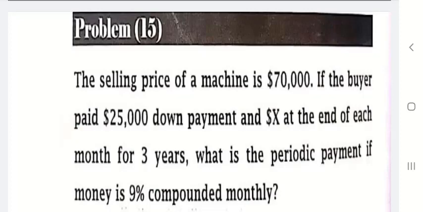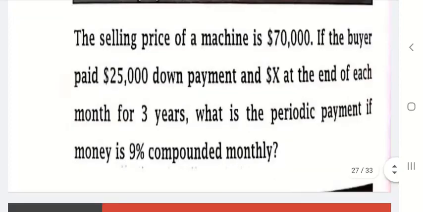So, at the beginning, the selling price of the machine is $70,000. If the buyer paid a $25,000 down payment, the present value will be equal to 70,000 minus 25,000, which is equal to $45,000.